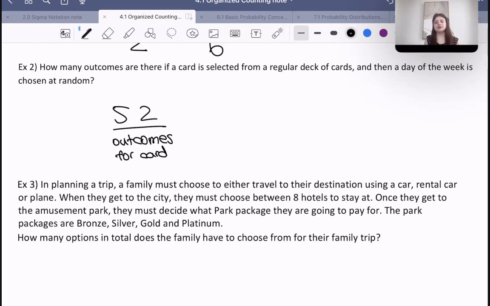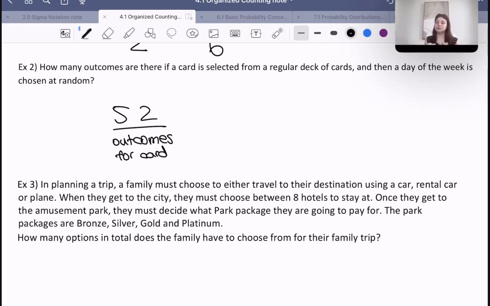There are no 2 cards that are exactly the same. Sometimes cards have the same suit or the same face value, but no 2 cards have the same face value and the same suit. So there are 52 outcomes for the card. It could be the 2 of any of the 4 suits: 2 of hearts, 2 of diamonds, 2 of spades, 2 of clubs, and then 3 of hearts, 3 of spades, 3 of diamonds, 3 of clubs, etc., all the way until we get to the ace of hearts, ace of spades, ace of clubs, ace of diamonds, right? So that's overall 52.